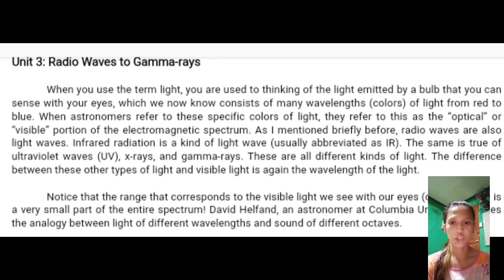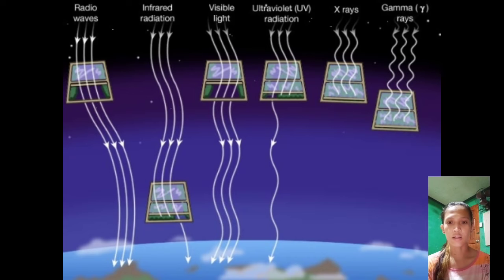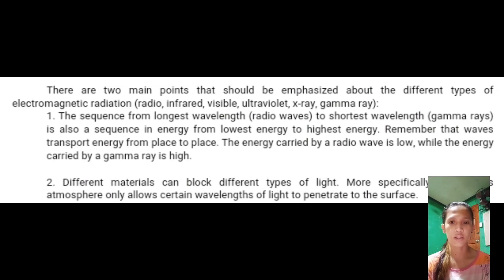Notice that the range that corresponds to the visible light we see with our eyes, the optical range, is a very small part of the entire spectrum. David Helfand, an astronomer at Columbia University, makes an analogy between light of different wavelengths and sound of different octaves. There are two main points that should be emphasized about the different types of electromagnetic radiation, which are radio, infrared, visible, ultraviolet, X-ray, and gamma ray.